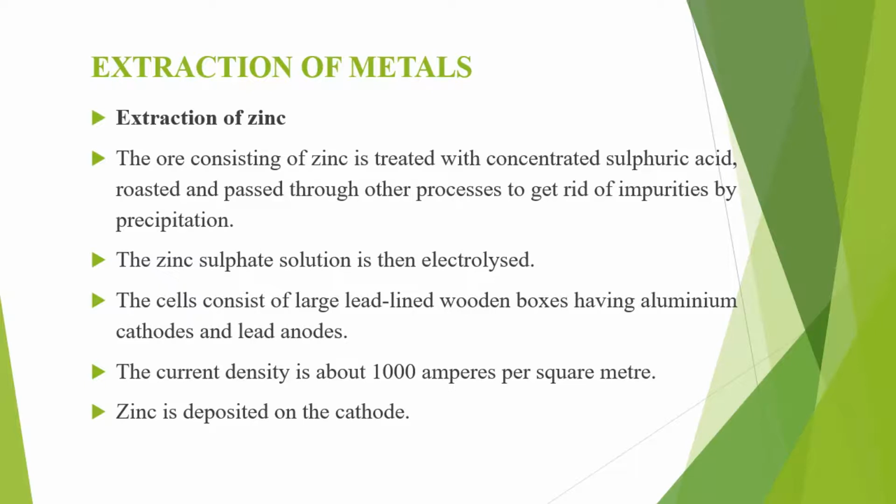The cells, which consist of large lead lined wooden boxes, have aluminum cathodes and lead anodes, and the current density required is 1000 amperes per square meter. So after the electrolysis process, zinc will get deposited on the cathode.